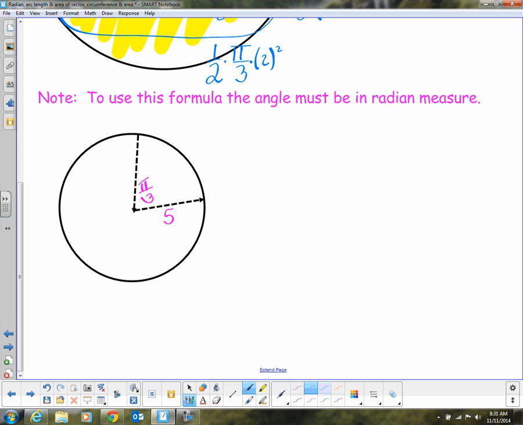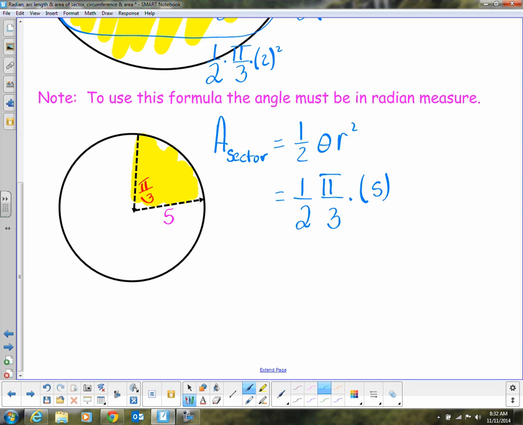All right, so if I want to find the area of the sector, and again, the sector is this shaded region right there, I want you again to write the formula on every problem, 1/2 theta r squared, if you want full credit on your homework. What is my theta? Pi over 3 is my theta. What is my radius? 5. And what do I have to do to 5? Square it. So I'm going to go ahead and multiply these two first.